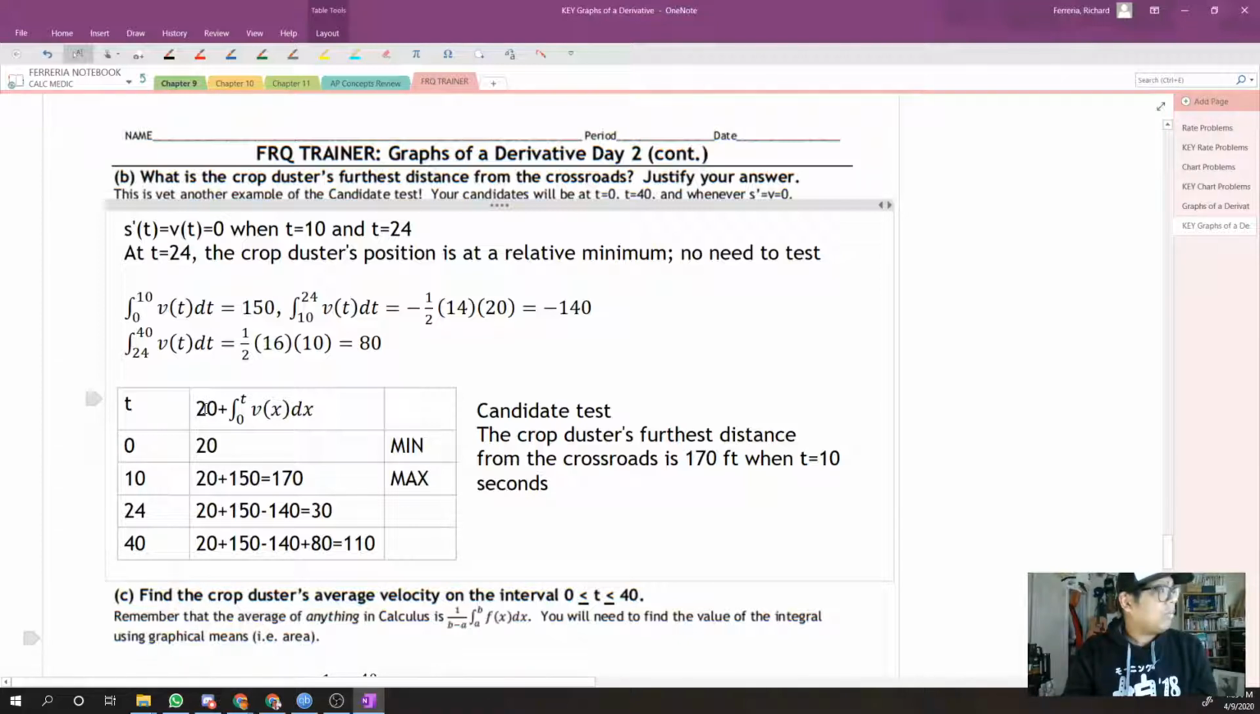Maybe one thing we could do is say the position. What function is a position? S? I think S is a position. So we could have added S(t) equals. And that's it for letter B.